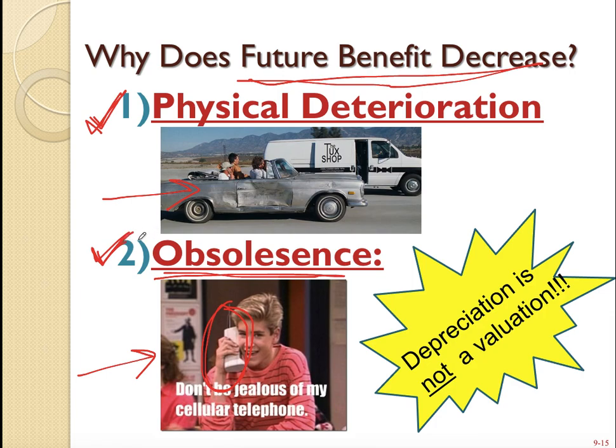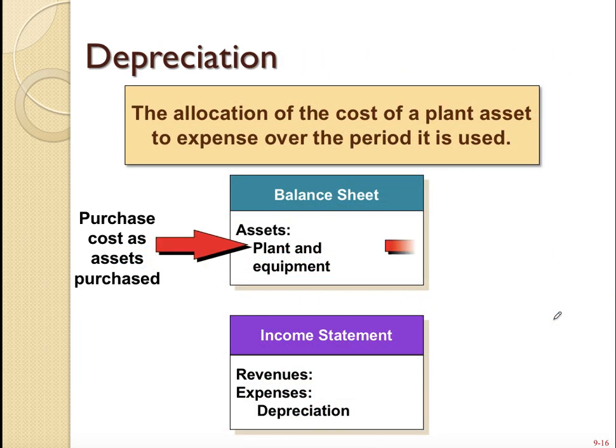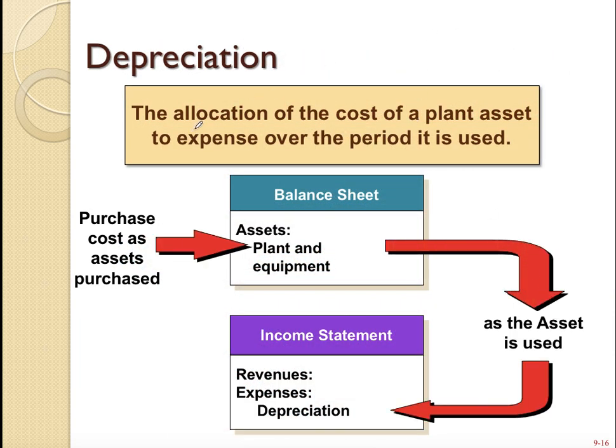Now, a key concept that I want you guys to understand is depreciation is not meant to be a valuation. It doesn't mean that the way I come up with my depreciation amount is, well, I bought it for this, but now I can sell it for this, so what's that difference? I have to mark it down to what I can sell it for. That is not true. Depreciation is not a valuation. It is, again, an allocation of cost. So let me walk you through that process. Depreciation is an allocation of the cost of the asset to expense.